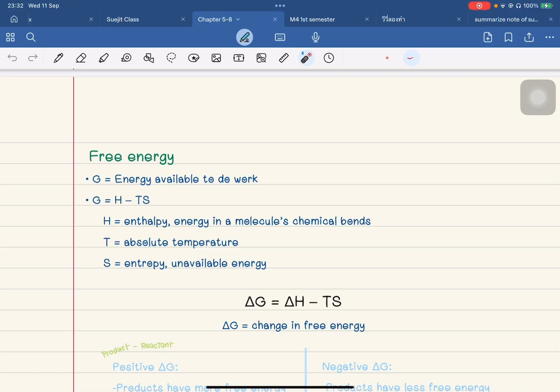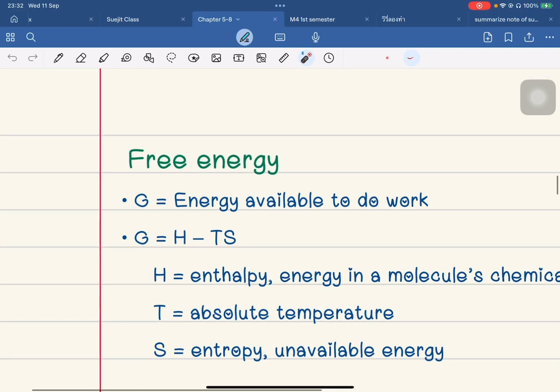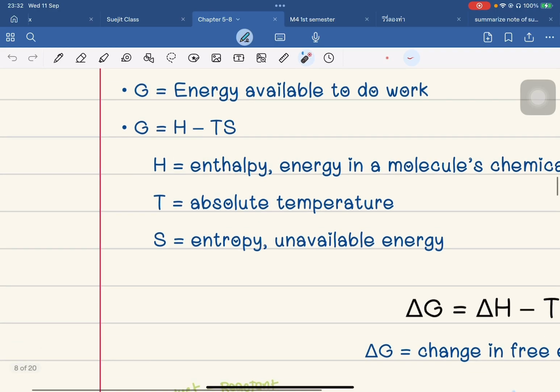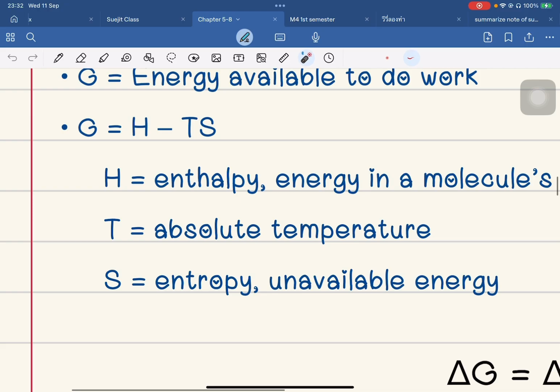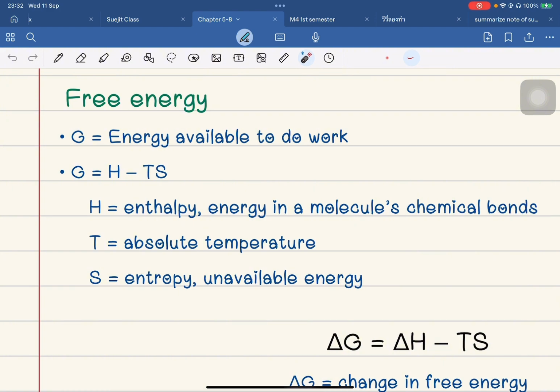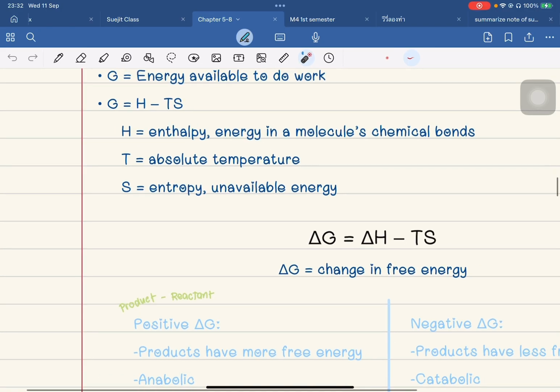Next is free energy. G is the energy available to do work. So this is for chemical reactions. H stands for enthalpy, which is the energy in the molecule's chemical bonds. T is the absolute temperature, and S is the entropy, which is the unavailable energy.